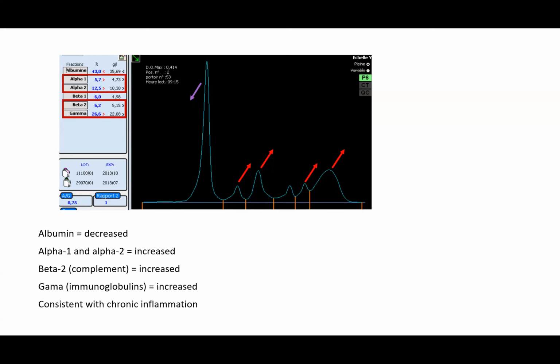And that's what you see basically in inflammation. So you see a polyclonal increase in the gamma region, which is typical of inflammation. But obviously the proteins that we have in alpha 1 and alpha 2, like alpha 1 antitrypsin or ceruloplasmin, for example, these are acute phase proteins, right? So they go up in chronic inflammation. And beta 2 is the complement, so that will also increase.